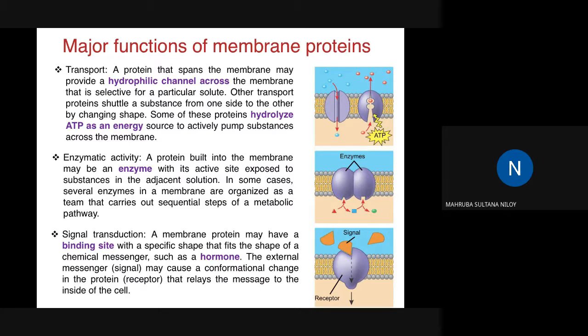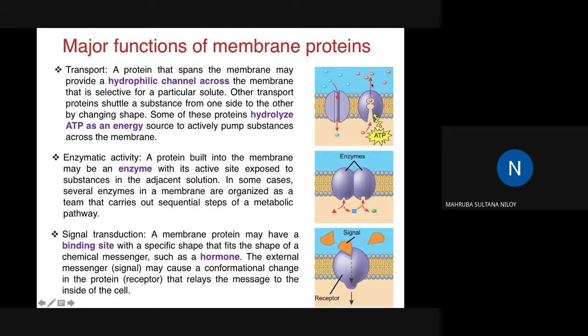Okay. So here one point, this is termed concentration gradient. So when does it need ATP, when does it not? There is a term called concentration gradient.